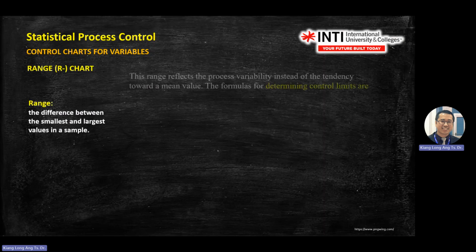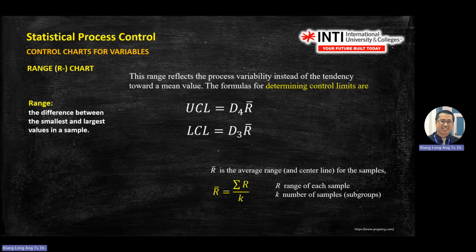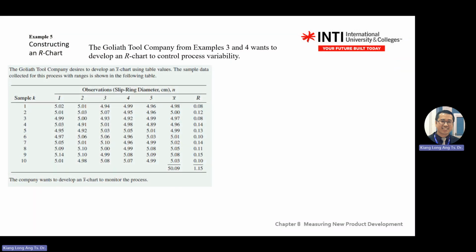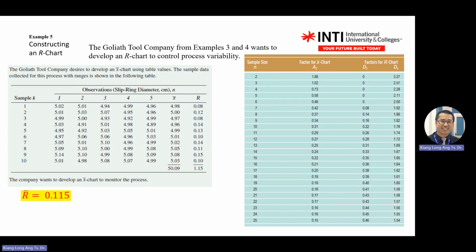Okay. So same, you use the formula: UCL equals D4 R bar, LCL equals D3 R bar. And the R bar, like what you did, if you see the R values, sum up all the R values divided by the number of samples. So for example, same data, now develop our R chart.